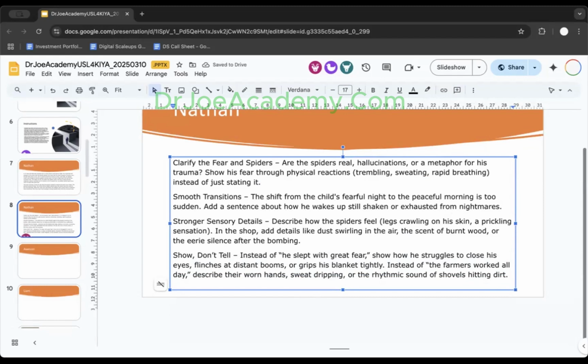So Nathan, as I mentioned, for all of us, we are going to go into extreme details for the feedback. So starting off with here, clarify the fear in spiders. Are the spiders real, hallucinations, or a metaphor for the trauma? Because it does seem to be coming abruptly into this worst setting. Show his fear through physical reactions, trembling, sweating, rapid breathing, instead of just stating it.